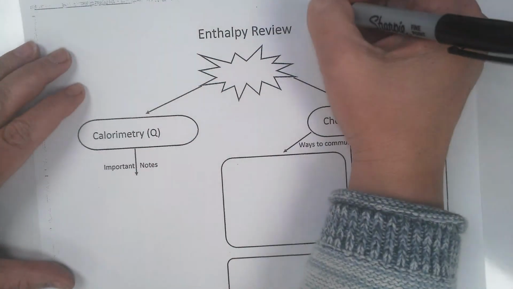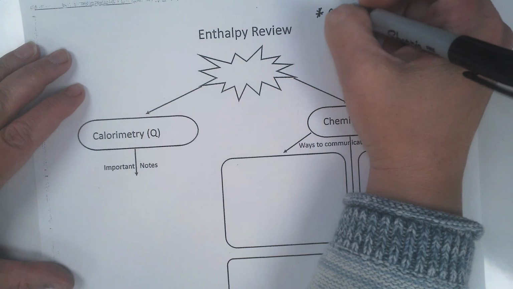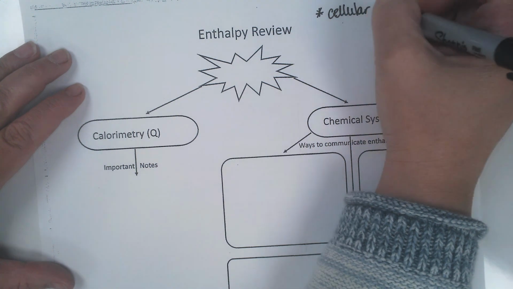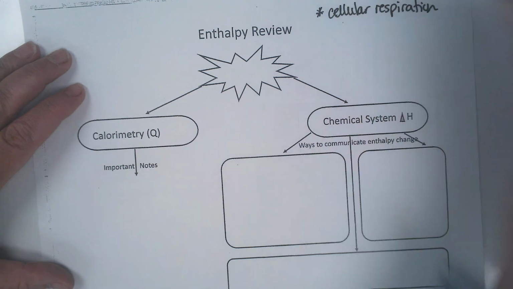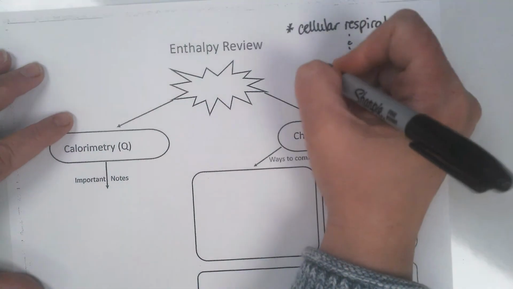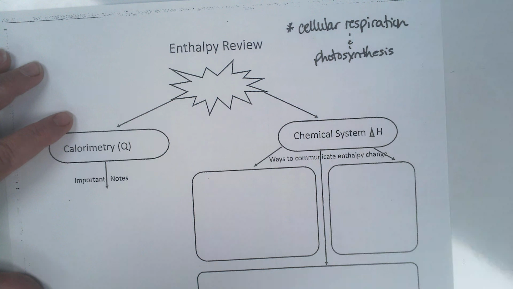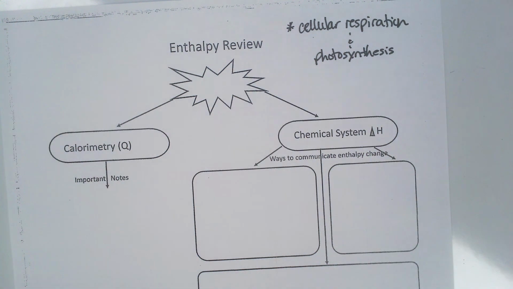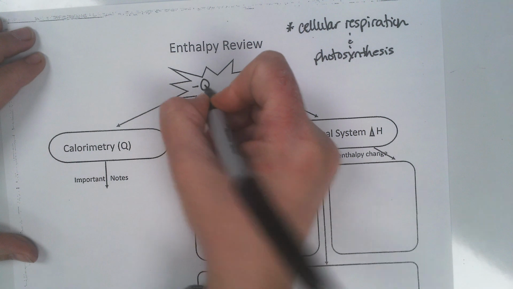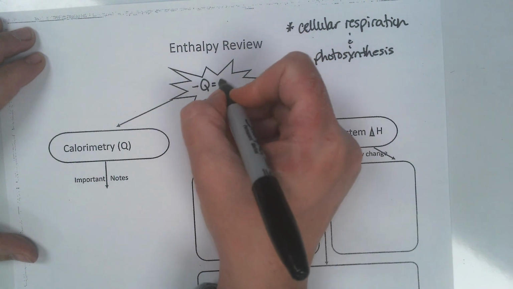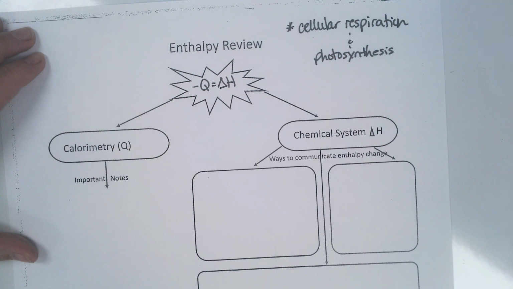And so in our everyday life, we see that as being cellular respiration and photosynthesis. That's in our everyday life. It happens all the time. Anytime we have a breaking of bonds or a forming of bonds, we have a release or an absorption of energy. And so what we can say is that the thermal energy is equal to our change in energy.